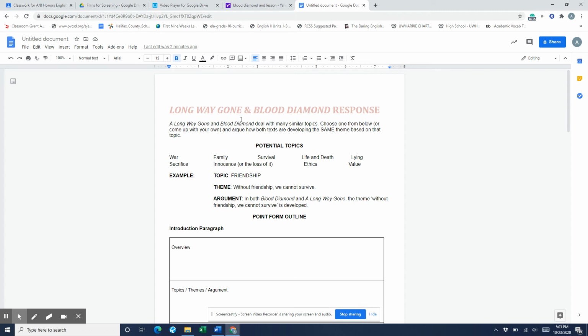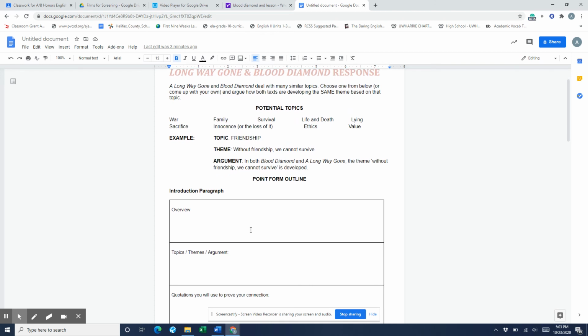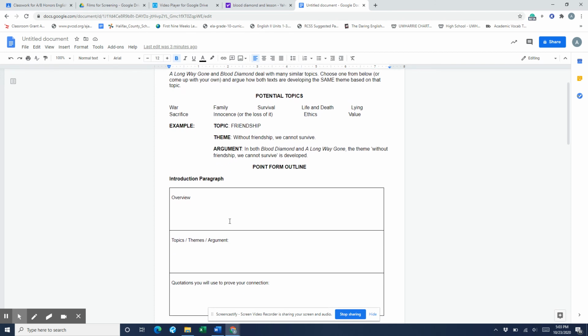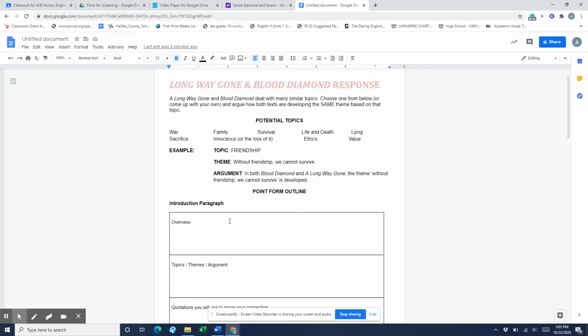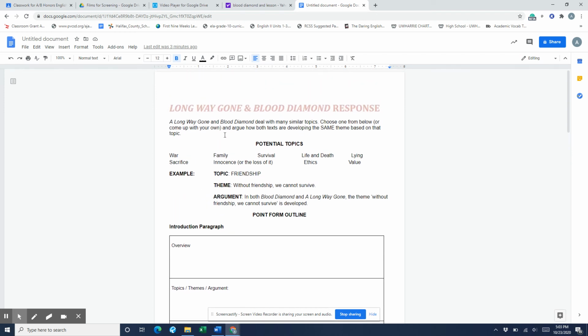I'm leaving this in one of the assignments for you to use as an outline. You can feel free to write on this. I'm going to make you a copy, but then when you go to write your essay, you're going to need to write it on your own document and submit it.